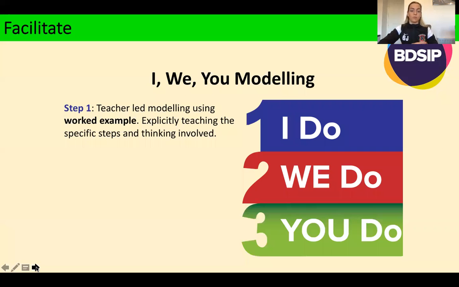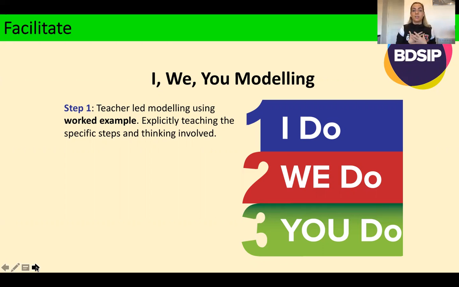So just from some research, here are some examples of modelling. So we've got the I, we and you modelling. Step one is very teacher-led. It's showing a worked example, and it's explicitly being taught by the teacher. So for example, from what I just showed you, it would be the professional example of a video clip of a dance company performing a hip hop piece.